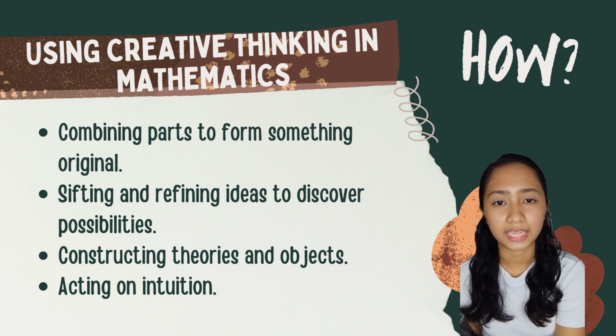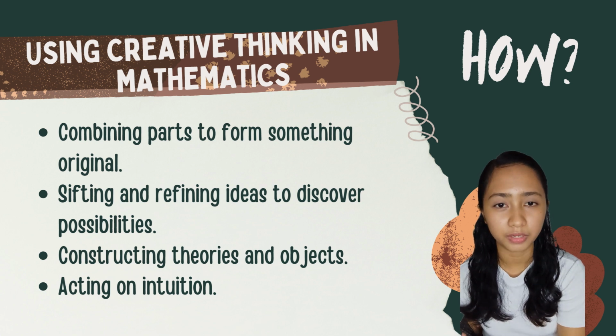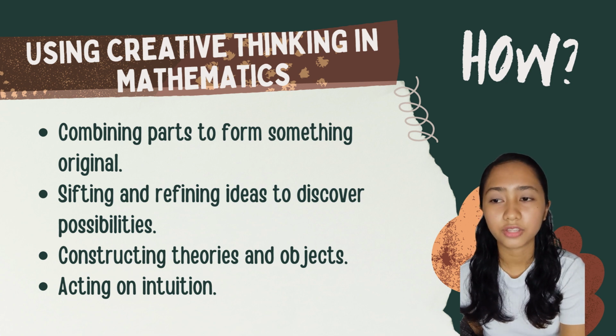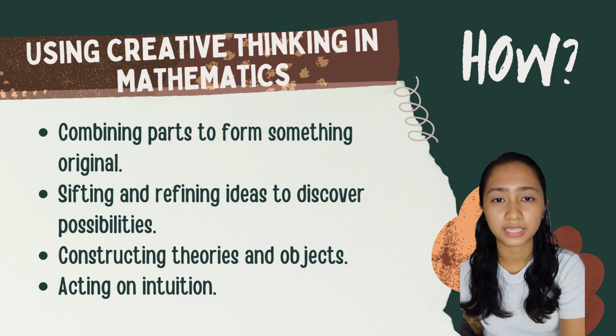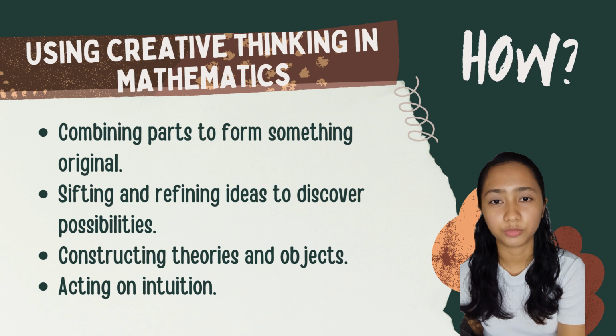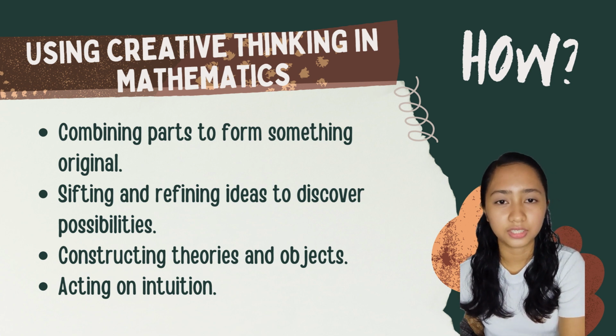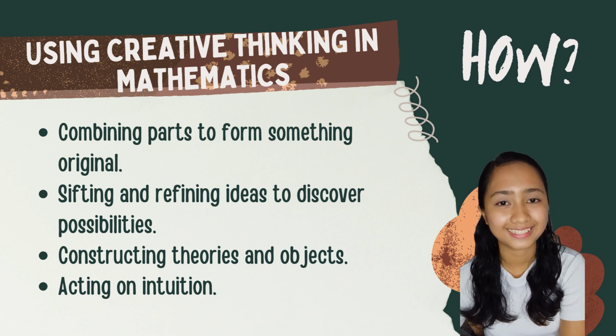So, maaari nating salain yung mga ideas and then kuha tayo ng mga importanteng concept na pwede pang makabuo ng another possible common or possible idea or concept. The third one is constructing theories and objects. So we create or make another theory or object based from the learnings that we gained from the lesson. And the last one is acting on intuition. So we act based on our intelligence, our knowledge, or from our instincts.